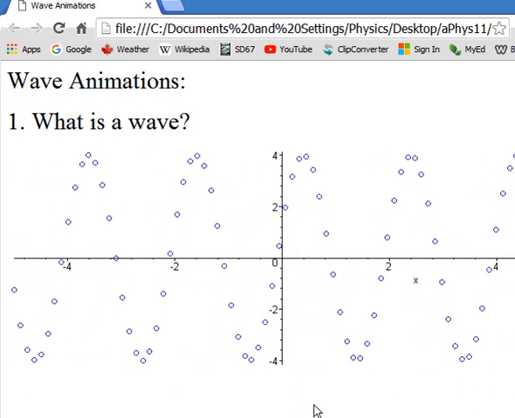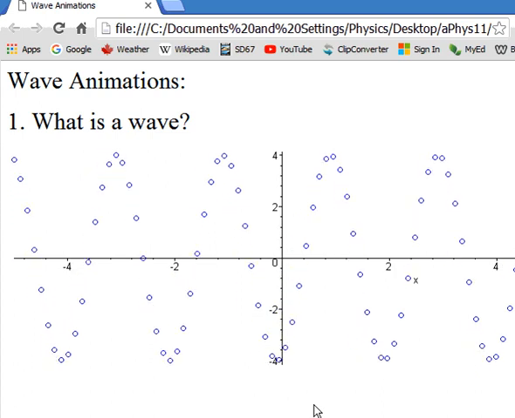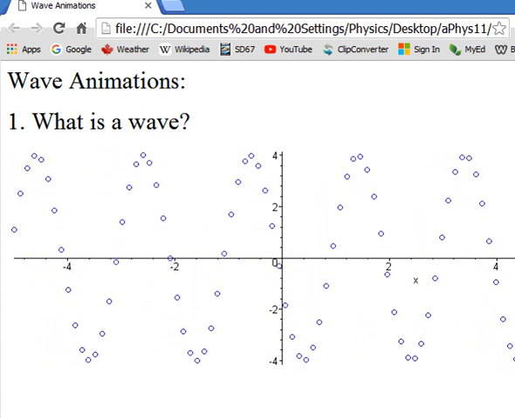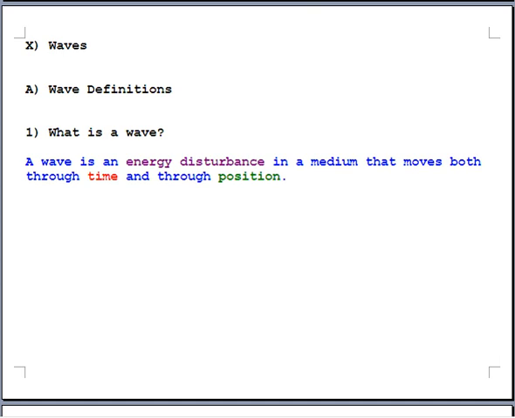Now, no big deal. We just have to put that into words. So here's what we're going to say. So what's a wave? It's an energy disturbance in a medium. There has to be something there for the wave to travel through. That's what we mean by medium. And it moves through both time and through position.